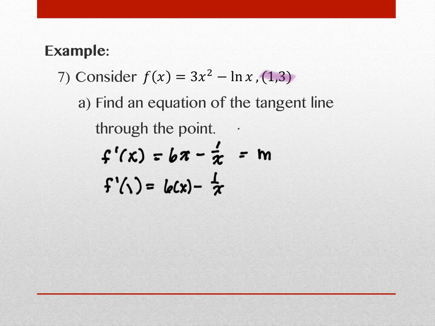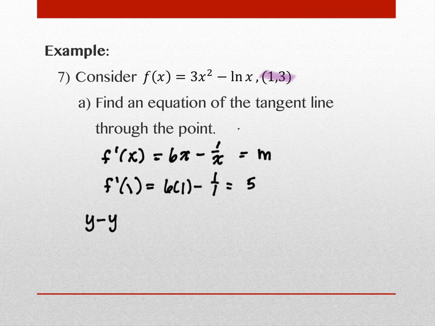So, oops. There we go, 1 in here. Oh, and I did it there too. Good grief, I got carried away. How about that? 6 times 1 minus 1 over 1. What does that give me? Yeah, that's 5.